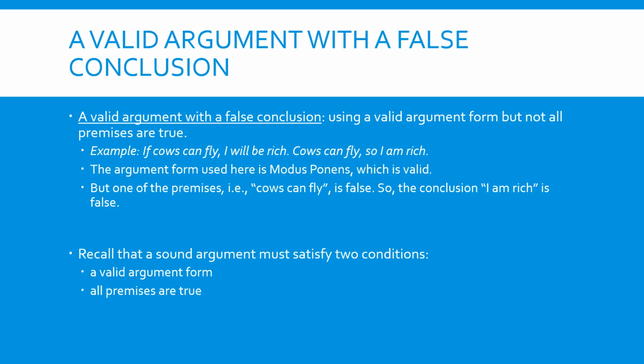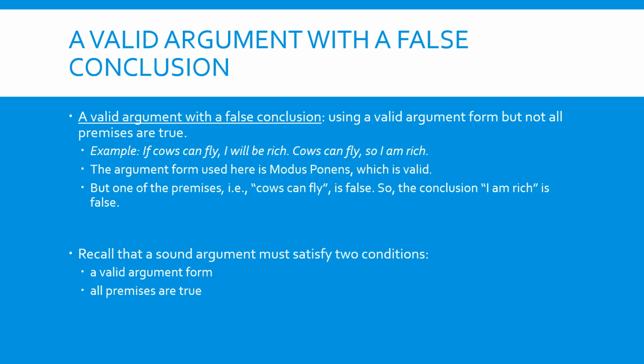Third, we could reach a false conclusion even if we use a valid argument form. For example, consider the following proof. If cows can fly, I will be rich. Cows can fly, so I'm rich. The argument form used by this proof is modus ponens, which is valid. However, the second premise, cows can fly, is false. Therefore, the conclusion, I am rich, is also false.